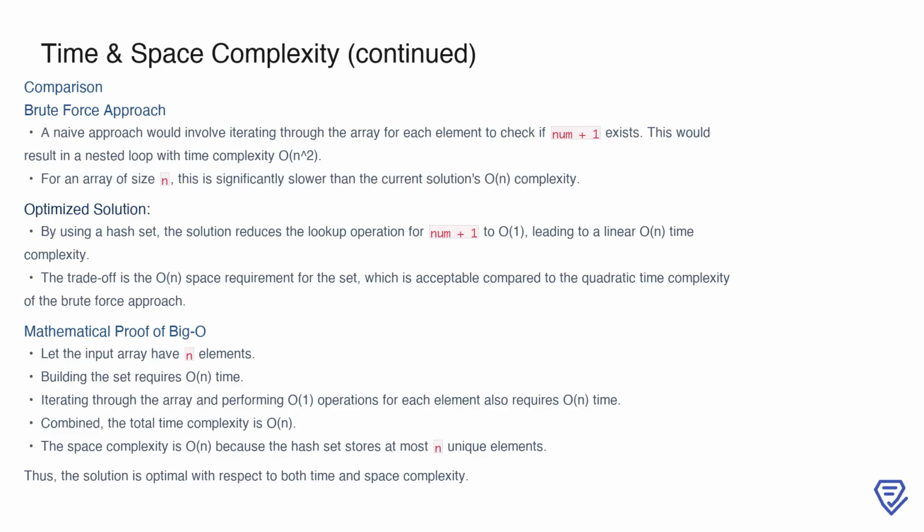This results in a nested loop with time complexity O(n squared), which is significantly slower than the linear O(n) complexity of our optimized solution. By leveraging a hash set, we reduce the lookup operation for number plus 1 to O(1), allowing us to achieve a much more efficient linear time complexity.